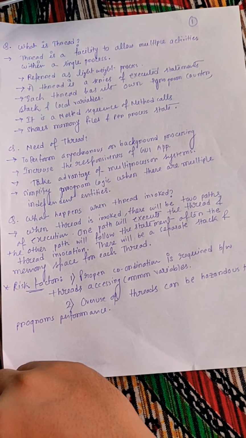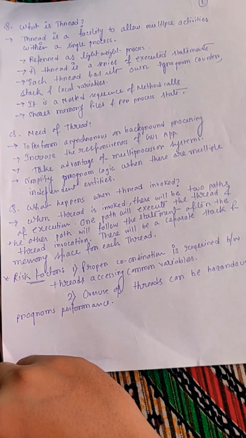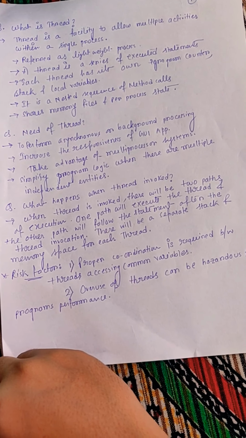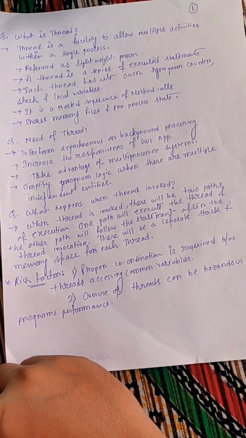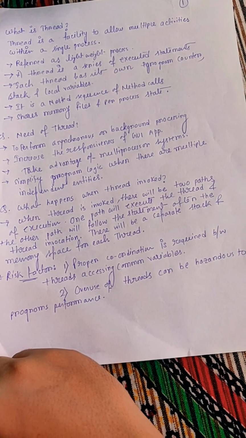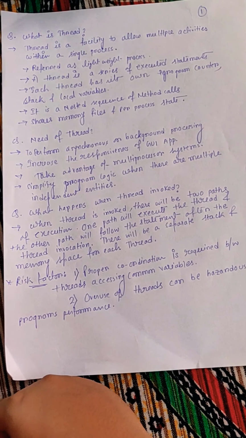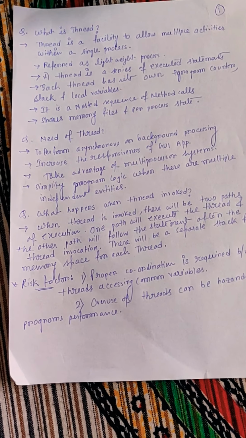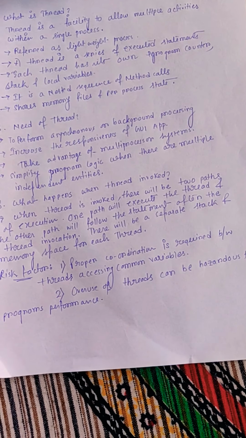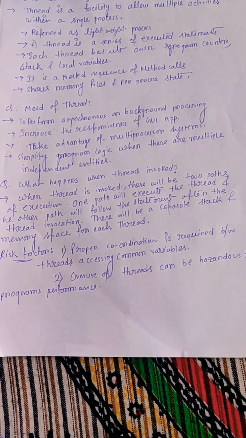Now the fourth point is, what kind of risk will be generated if we invoke any thread. The first point is that proper coordination is required between threads accessing common variables. If we declare 2 to 3 threads, then we need to have proper coordination. And the second point is that overuse of threads can be hazardous to your program performance. If we use more than 2 to 3 threads which are not needed in your program, then it will be hazardous to your program performance. So the performance will be low. These are some risk factors if we invoke threads unnecessarily.